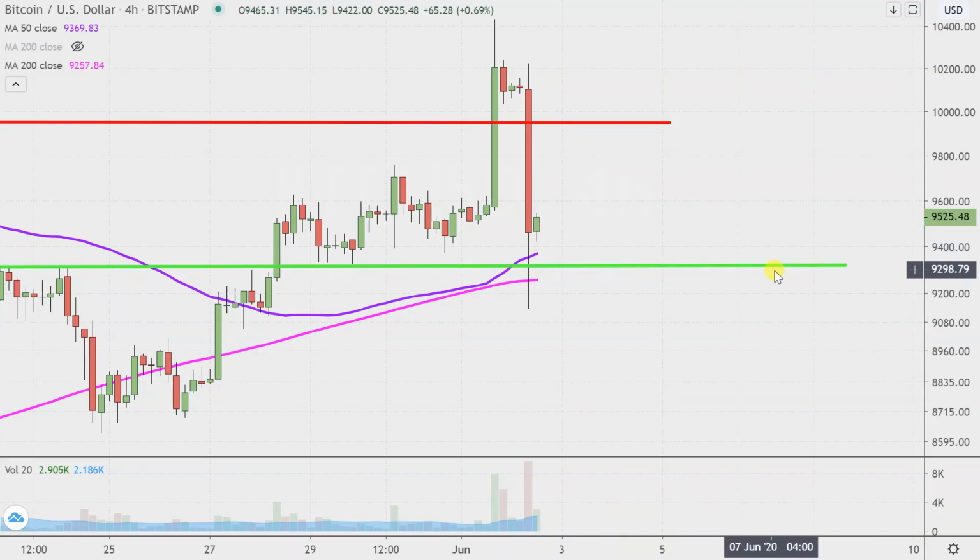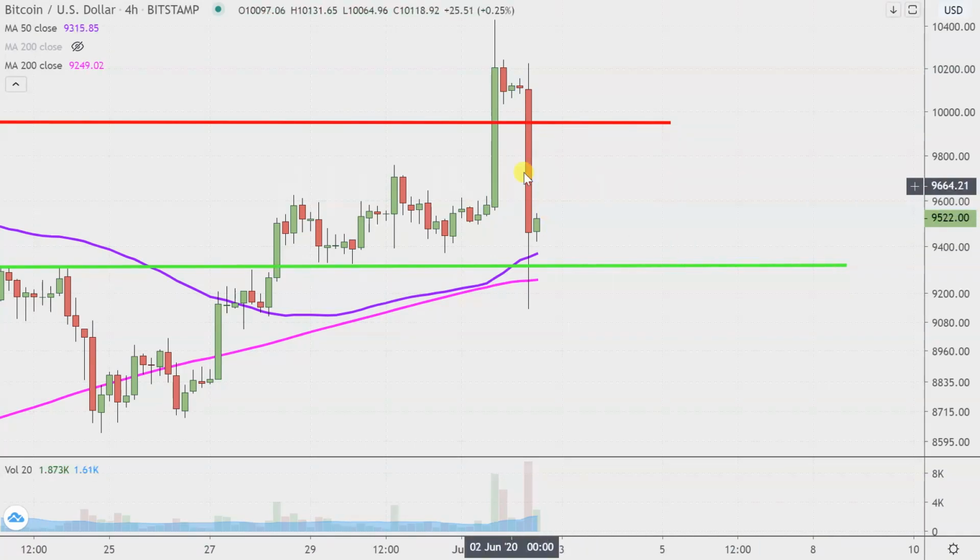But the reason why I am talking about these levels is, as we just witnessed, this thing can get very volatile. So 8,700 maybe doesn't seem that far off, but you never know with the volatility that's shown up.